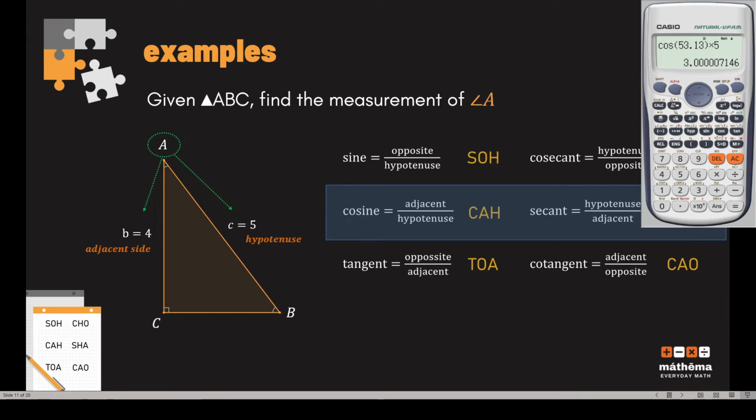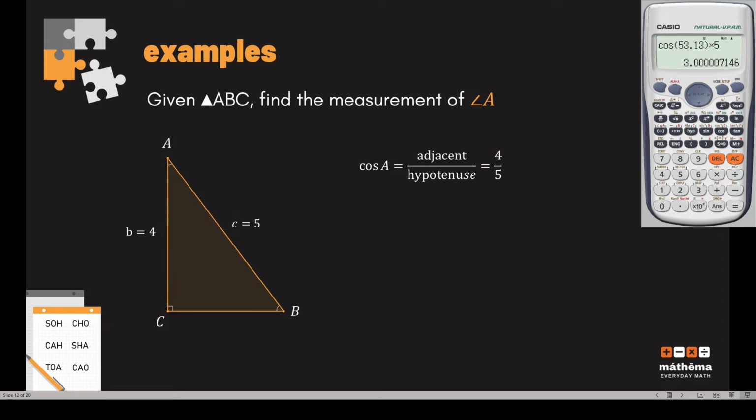So we'll set up our equation. Cosine of A is equal to the adjacent side over the hypotenuse, which is equal to 4 over 5. Then cosine of A is equal to 4 over 5. So how do we solve this one? We don't have the value of A. Basically, that is our task, to solve for angle A. So how do we do this?